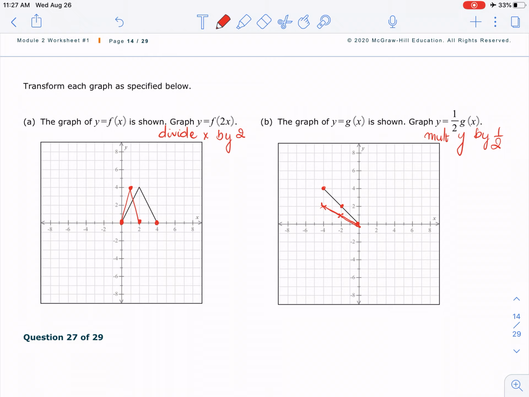All right, so don't get confused. When you're taking care of x inside, you want to divide right here to get rid of that number, to divide x by 2. When it's outside, you multiply by the same number.